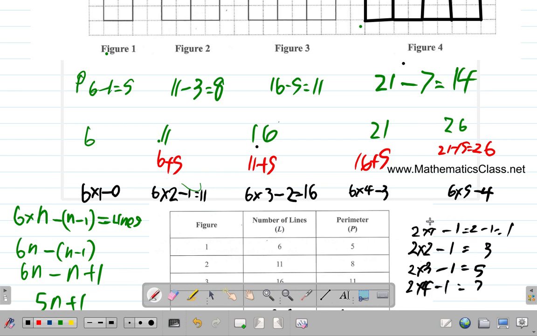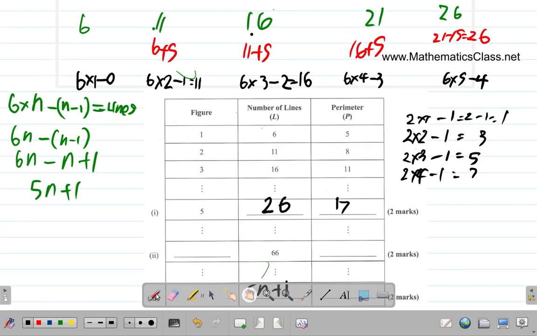Okay. So figure 1, you say 2 times 1 minus 1. Figure 2, 2 twos, 4 minus 1. So the number of lines you take off to get the perimeter is 2 times the figure number minus 1. So it's 2n minus 1. So to get the perimeter, you have the number of lines as 5n plus 1, and you minus 2 times the figure number minus 1. You see?